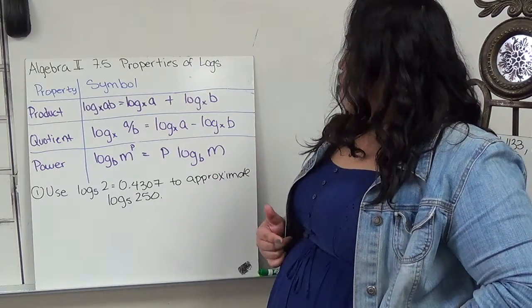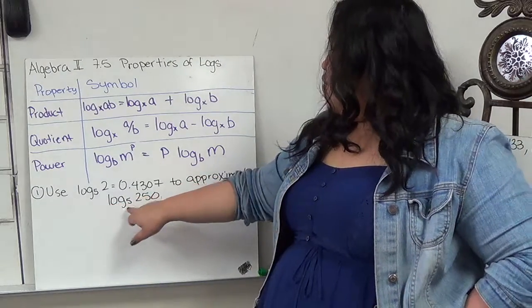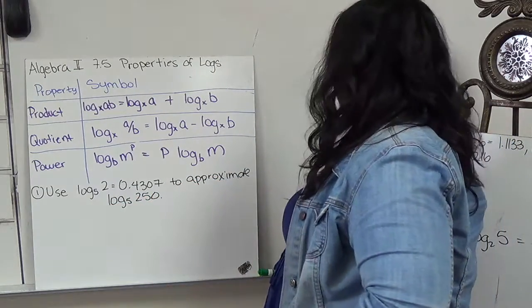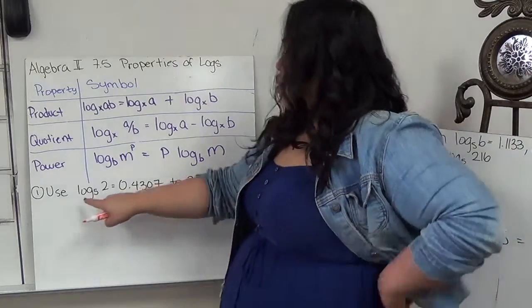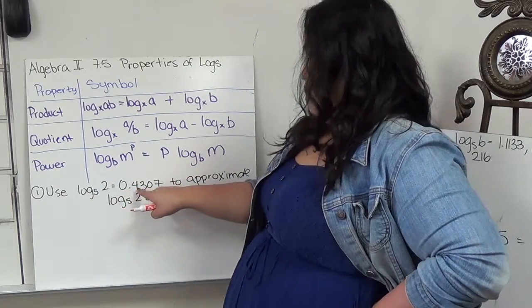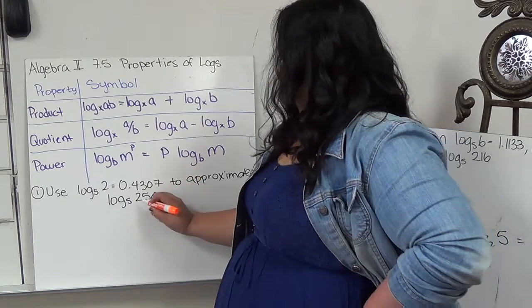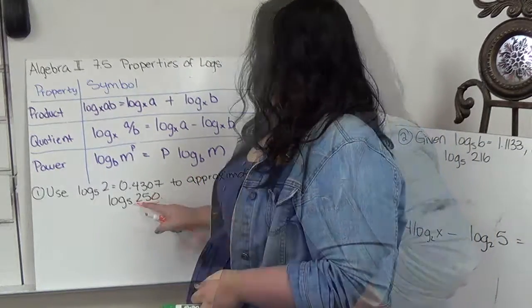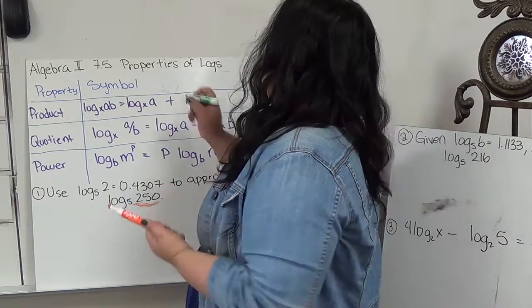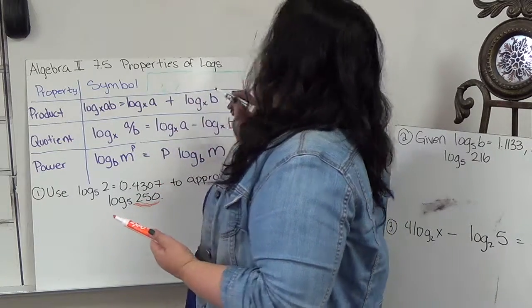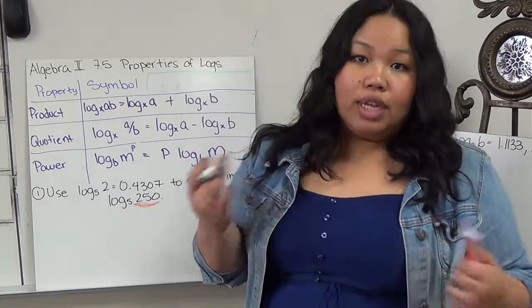For example, they want us to find log base 5 of 250, right? But they tell us that log base 5 of 2 equals this much. So I have to manipulate log base 5 of 250, and I have to remember that one of the tools that I can use is that logs will cancel out themselves, basically.